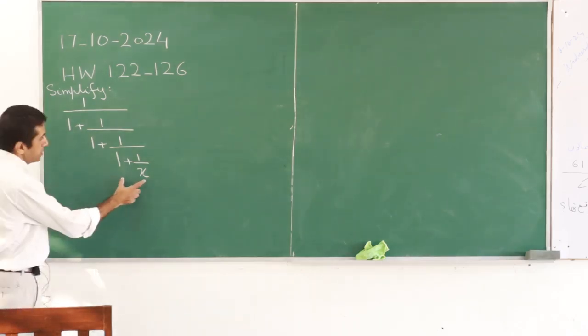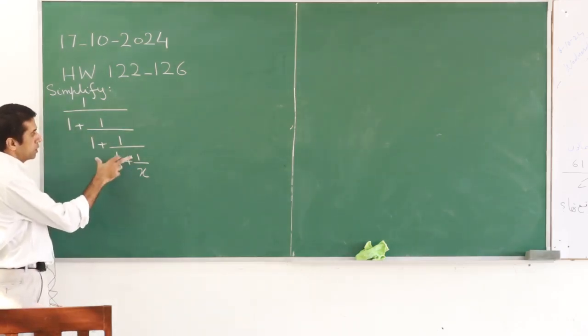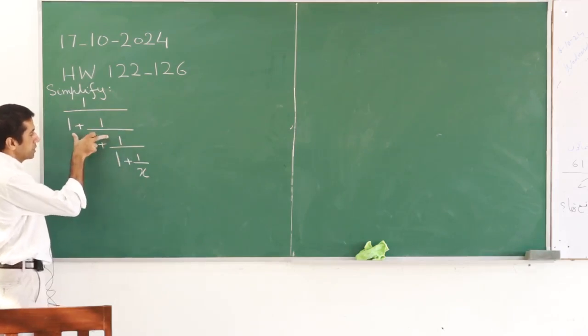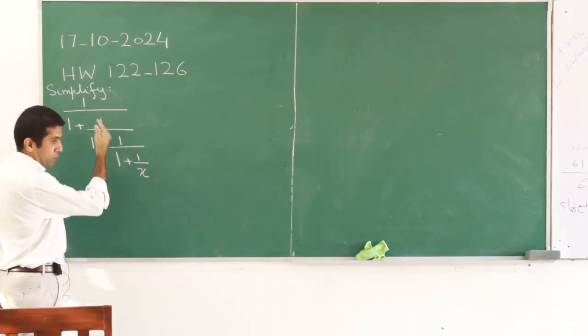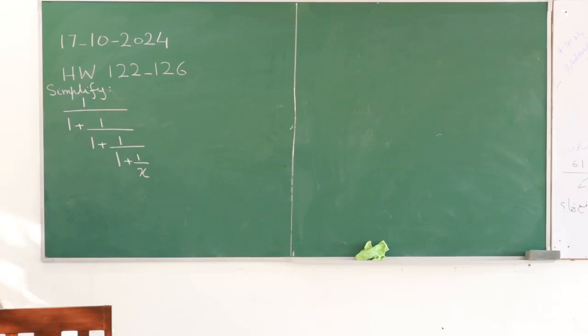So start with this expression, then work on this expression, then on this expression, and you'll get the answer. So it is a bottom up approach, because I can't simplify this since I don't know the answer to this question. I do know the answer to 1 divided by what 1 plus 1 over x is. That's easy enough to do.